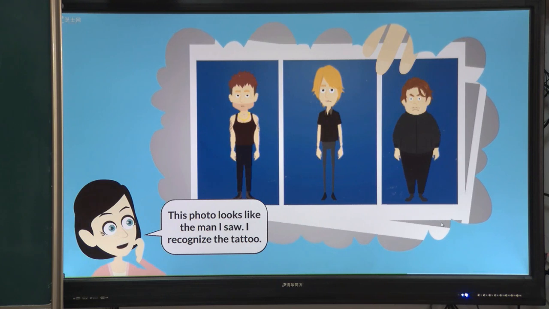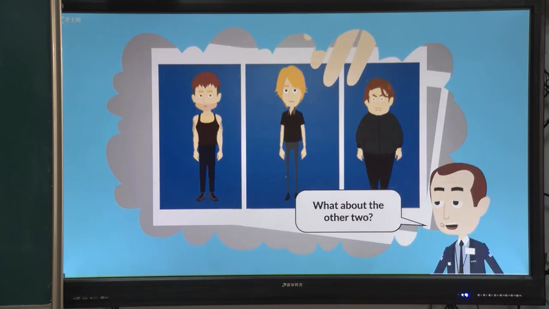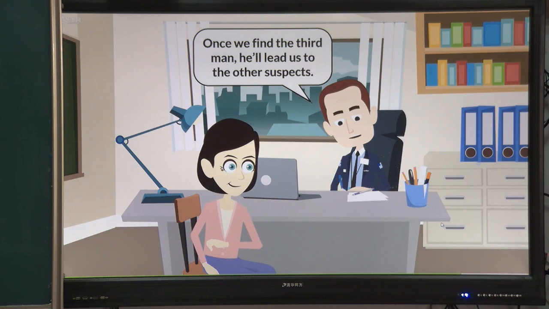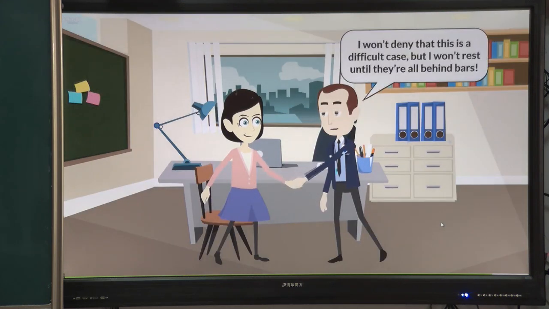This photo looks like the man I saw. I recognize the tattoo. What about the other two? No, I must admit that I didn't get a good look at them. Once we find the third man, he'll lead us to the other suspects. We'll arrest them and put them in jail until their trial. I won't deny that this is a difficult case, but I won't rest until they're all behind bars.